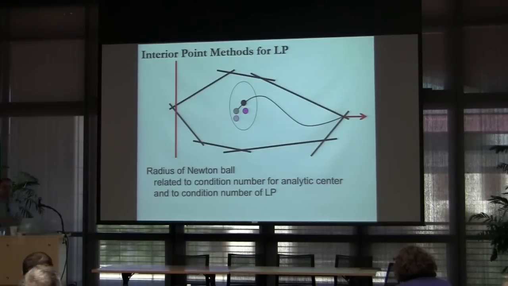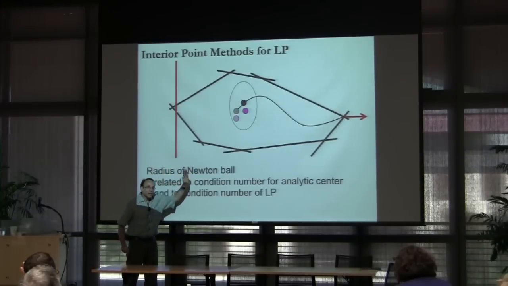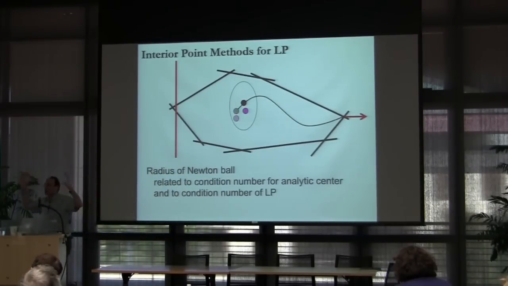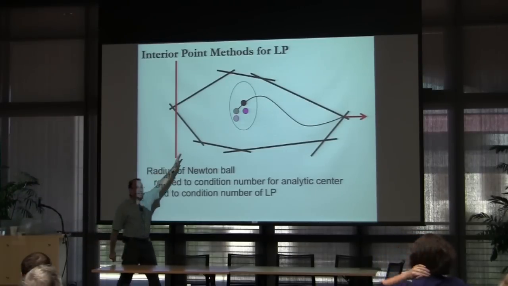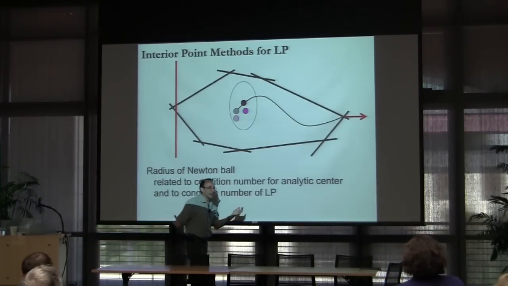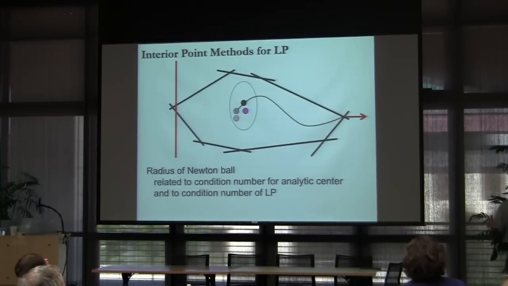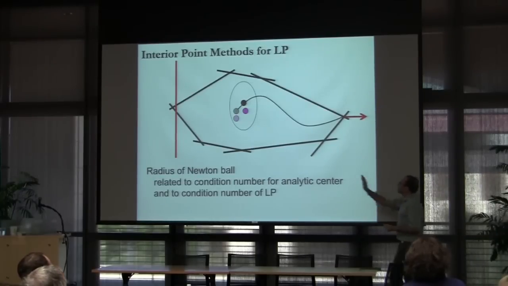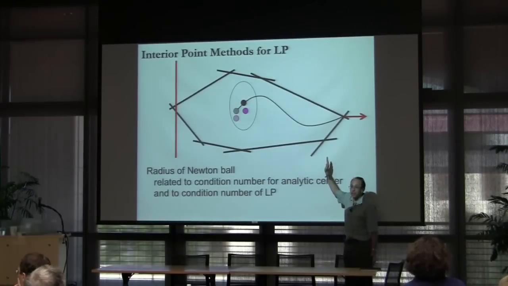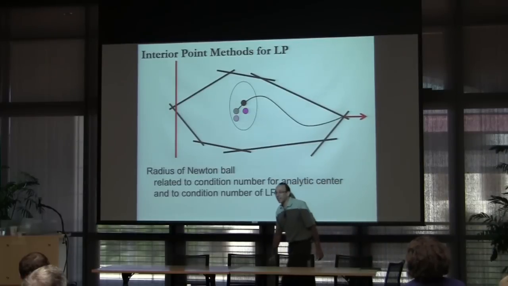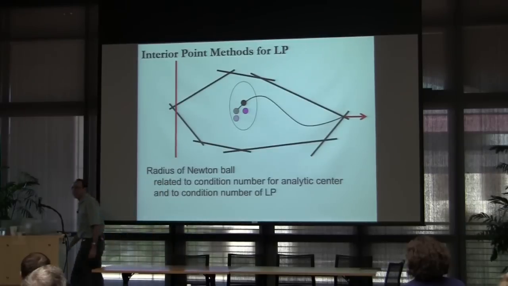OK, so the main thing you need to know, how many steps this takes, or how quickly you can move this plane, depends upon the radii of these Newton balls. What is the radius of the area where Newton's method is convergent? It turns out that that is related to the condition number of the analytic center, or if you think of the equations defining the analytic center. There's another perspective where you can view this as being related to the condition number of the linear program, depending on how you scale things. So the better conditioned you are, the quicker you can make progress along this path. Actually, pretty amazing once you know that that's what's going on, that this is an algorithm that works really quickly.